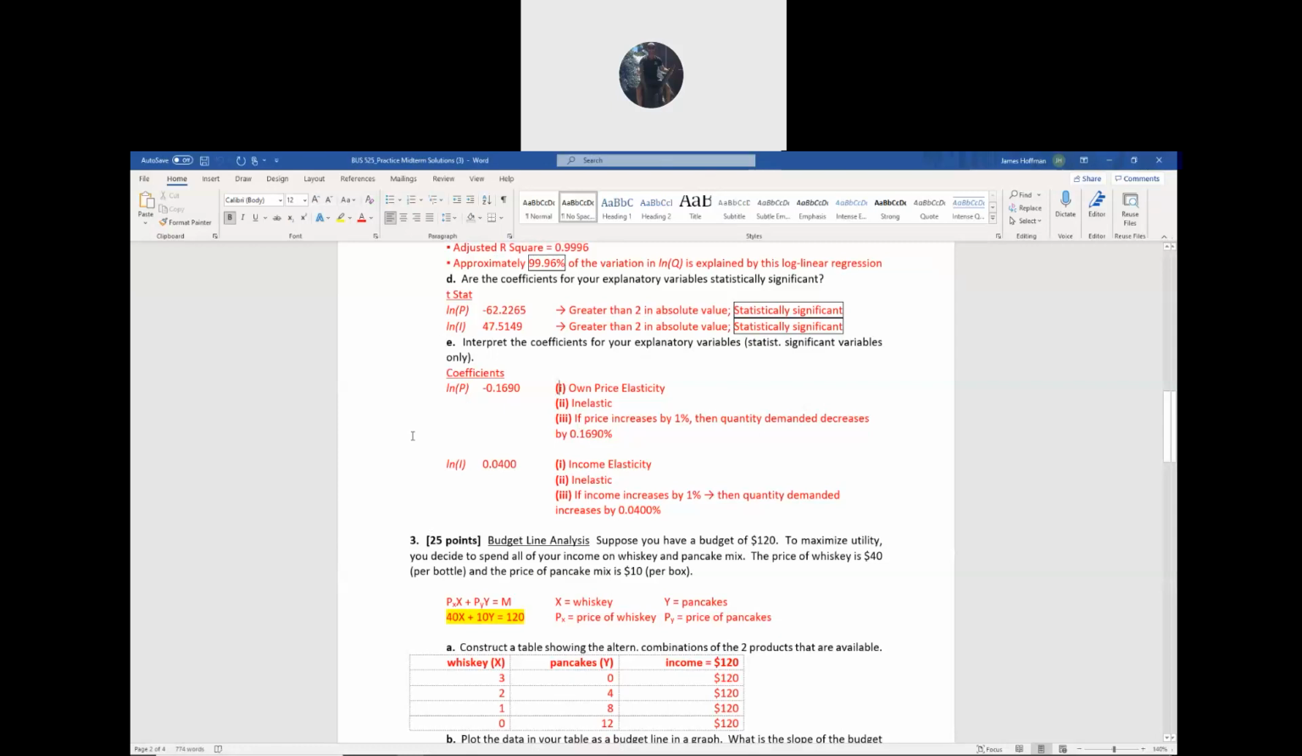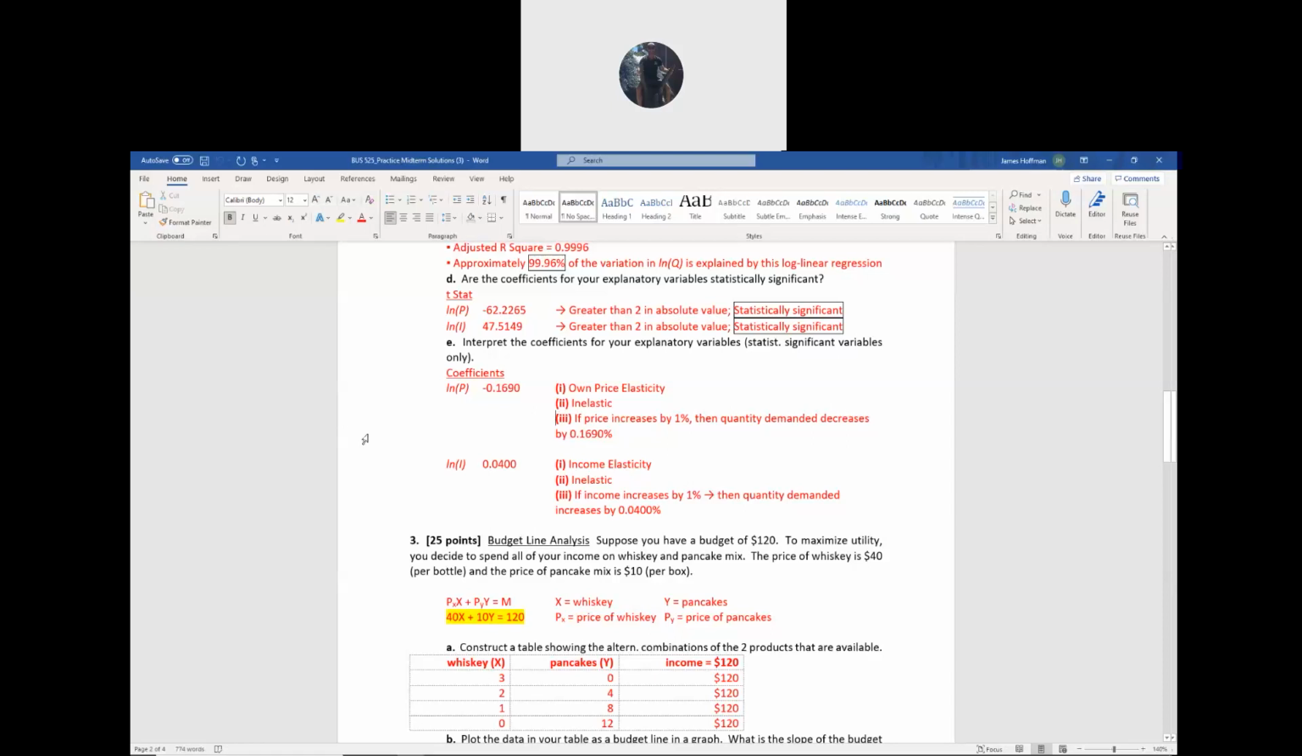okay, number one, it's the own price elasticity, right? This is the effect of a percent change in price and how that affects the percent change in demand. So the natural log coefficient for price is always the own price elasticity. It's definitely inelastic because this coefficient is less than 1 in absolute value. And then what is this? This is the percent effect on demand when price changes by 1%.